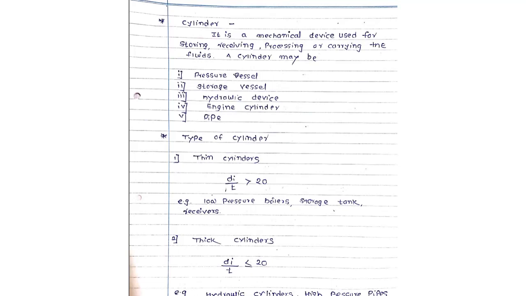Next type of cylinder is thick cylinder. Here the ratio di by t is less than or equal to 20. It means if the ratio of the inner diameter of the cylinder to its wall thickness is less than or equal to 20, then the cylinder is called a thick cylinder. Examples of thick cylinder are hydraulic cylinder, high pressure pipes, gun barrel and reactors. This is the basic difference between thin and thick cylinder. It is denoted by this ratio, inner diameter to its wall thickness.